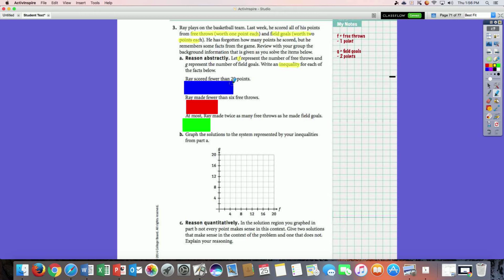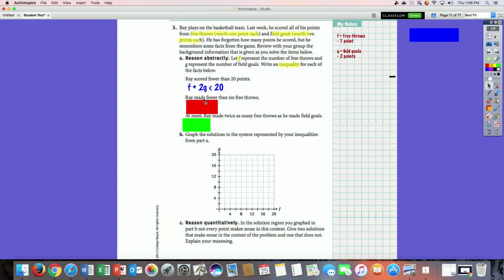Ray scored fewer than 20 points, all right? So I need to stay point-focused. I'm going to take 1 point times F and 2 points times G. I'm going to add them together, and I know that needs to be less than 20. And when I do that, I'm going to end up with this inequality. My 1 here is invisible.